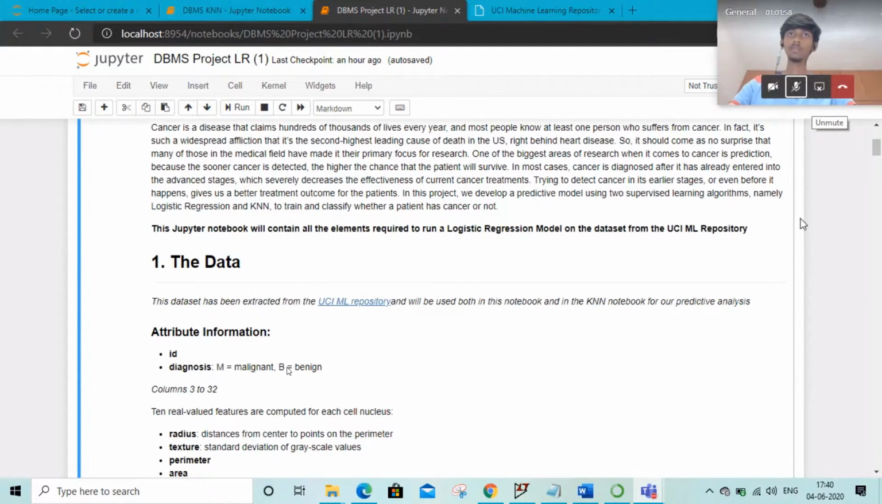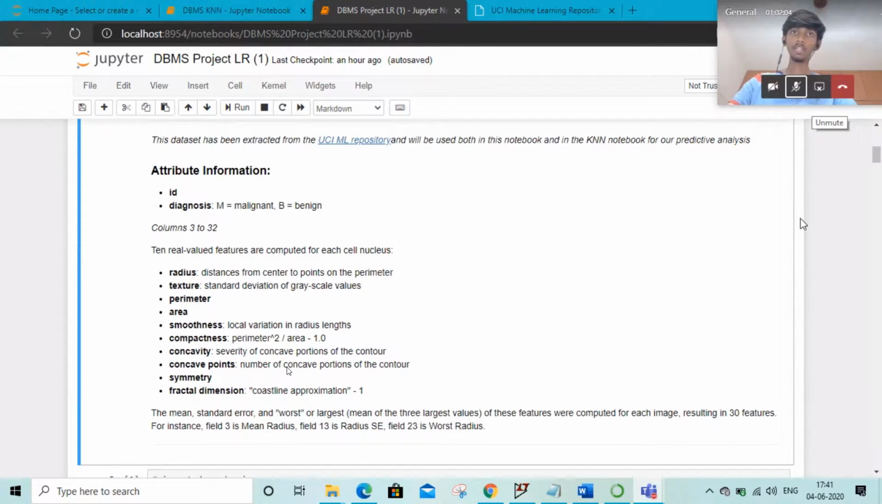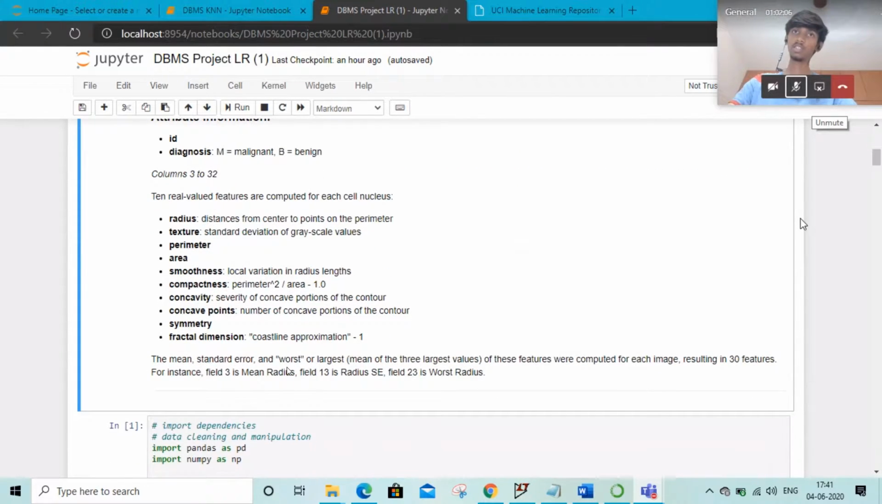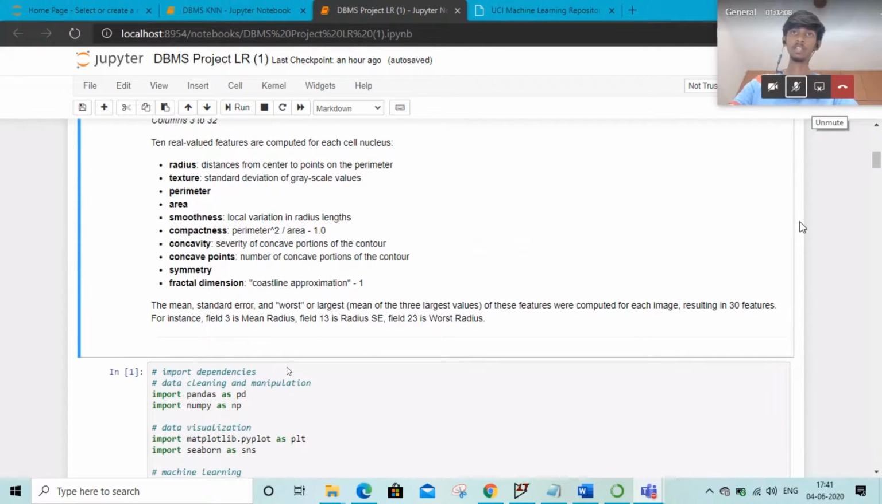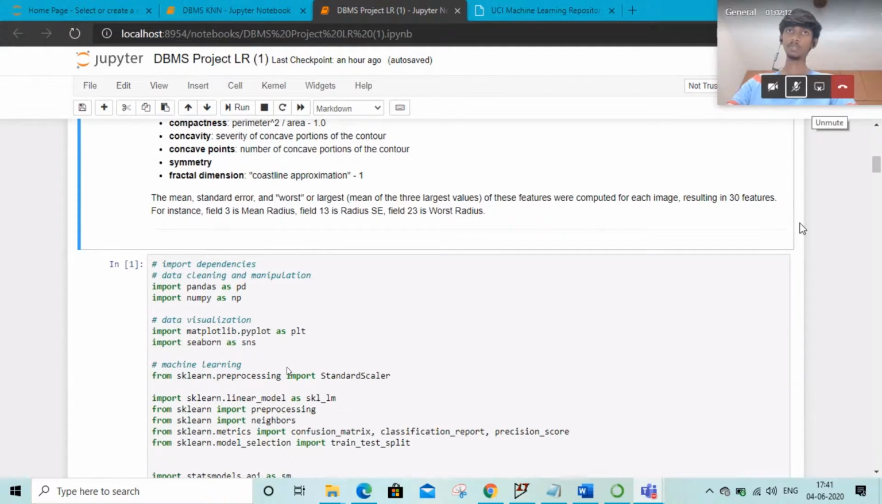The data set has 32 features, and some of the major features are radius, texture, perimeter, area, smoothness, compactness, concavity, symmetry, and fractal dimension. All these features have three types, that is mean, standard error, and worst.